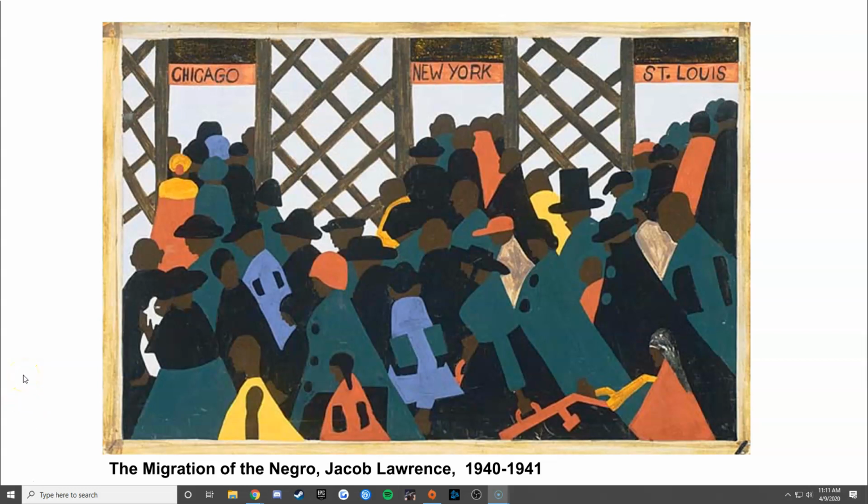So the title of the series is The Migration of the Negro. It's painted by Jacob Lawrence. And they are a series of paintings. We're not going to look at all of them, but we're going to look at a majority of them.